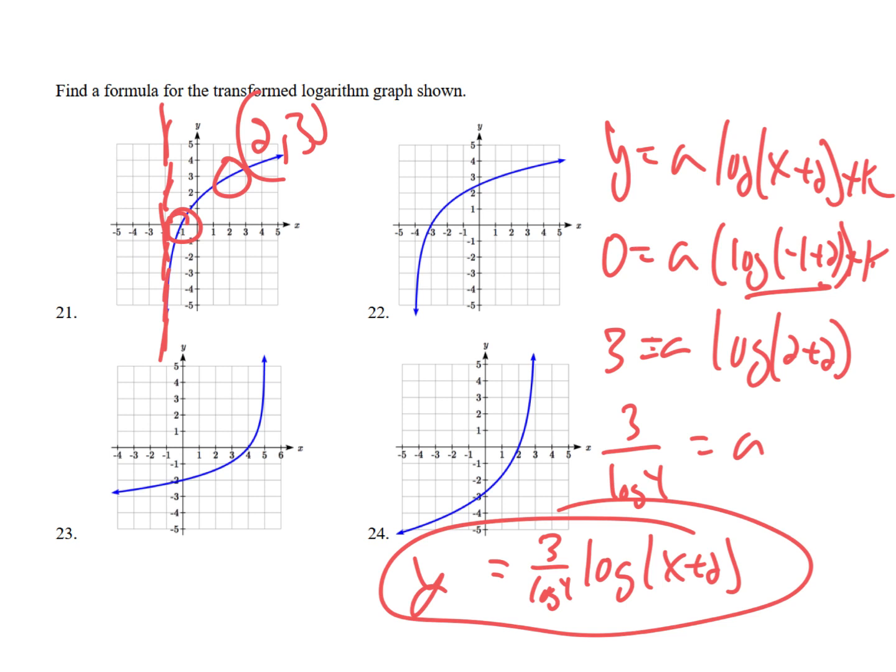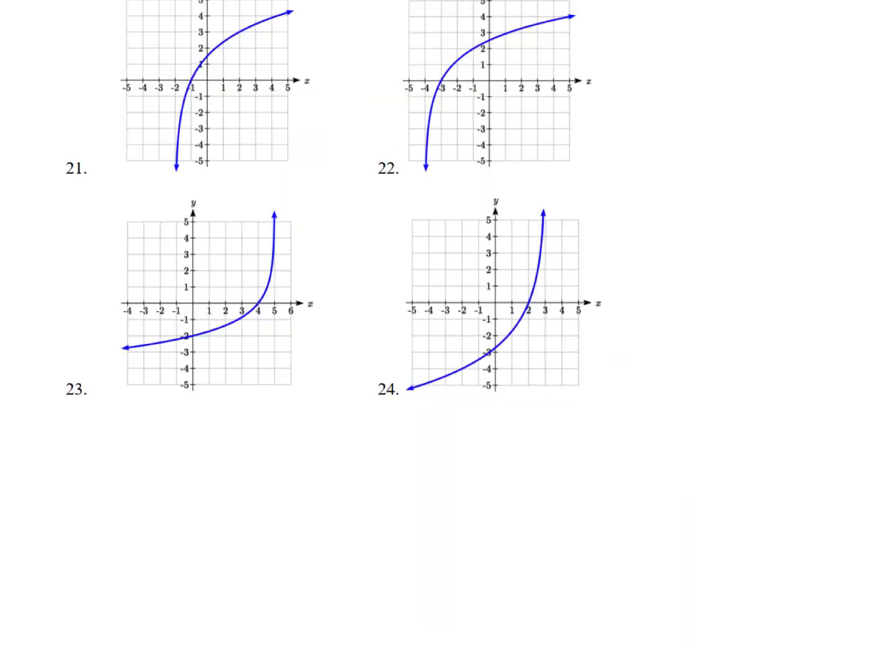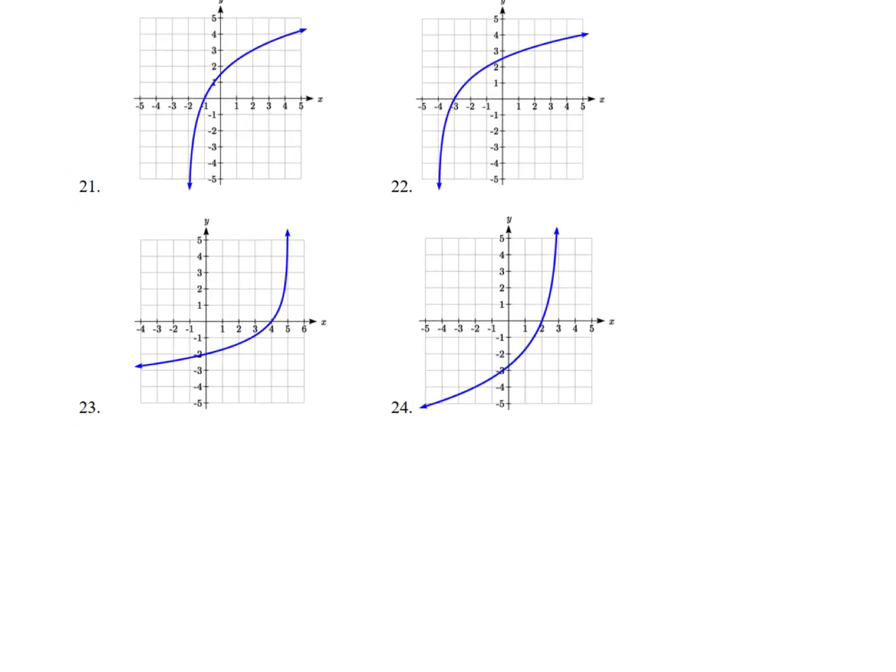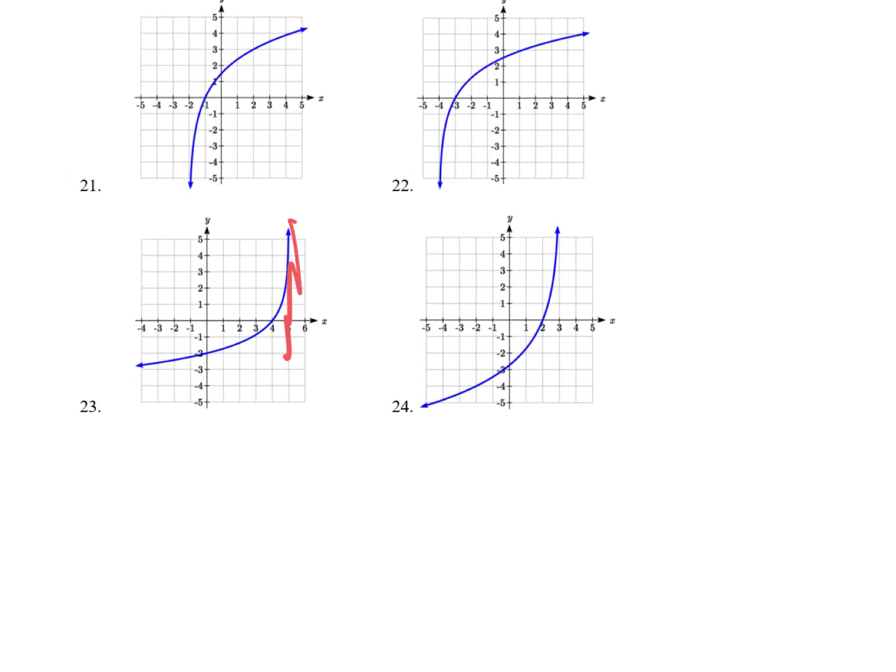And then, let's see, what else can I do here? See how this one has a vertical asymptote. I'm going to assume it's at 5. I also know that normally log graphs head off like this. So I see this has been reflected around the x-axis. It's also been reflected around the y-axis, or the vertical axis.